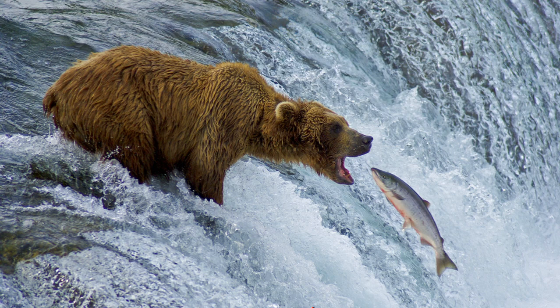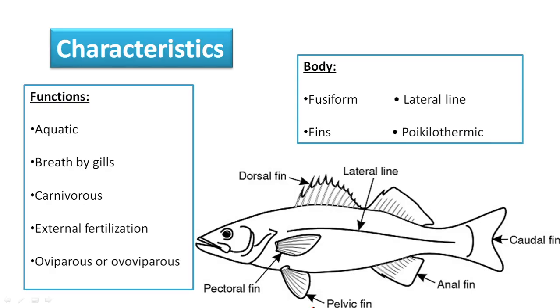When they are young, they can live in fresh water, and when they are adults, they reach the sea and do their things before repeating the cycle. Okay, so let's continue with the characteristics. They can live in aquatic environments. So they use gills to breathe. Also, they are mainly carnivores.